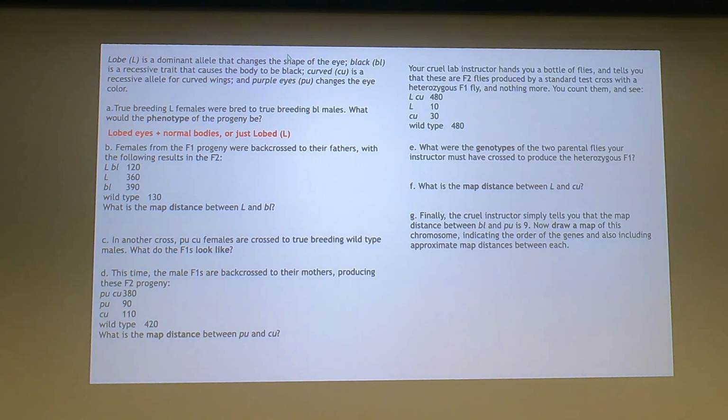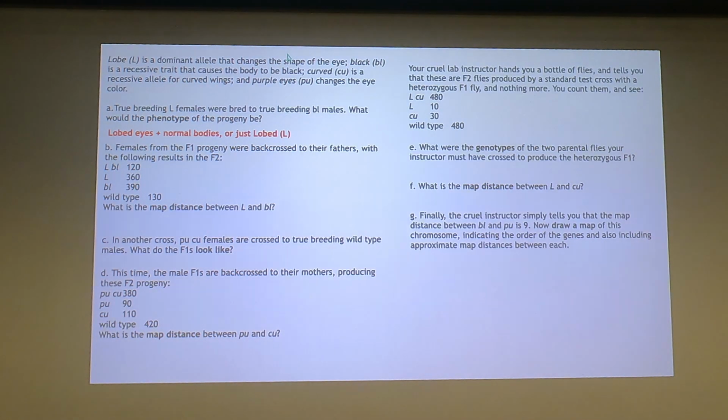Then what we do is we take females from this cross and we're going to back cross them to their fathers. And that just means we're going to take these individuals and cross them back to these individuals. Okay. And then we get this result. Does that make sense?